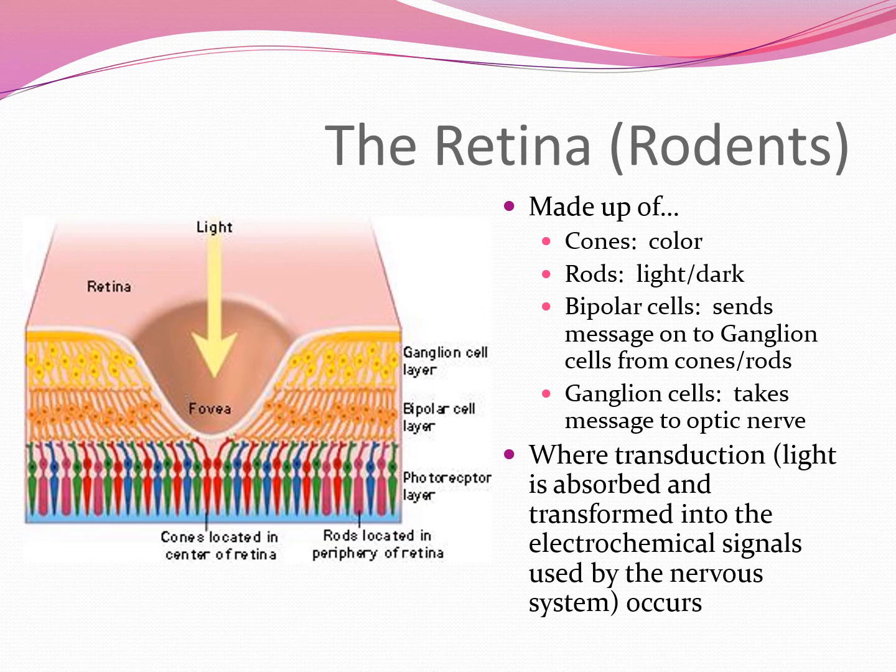All right, so the retina. Retina is extremely important. So what is it made up of? It's made up of cones and rods, bipolar cells, and ganglion cells. Make sure you know the difference between rods and cones. Cones is what allows you to see color. All right, so cones allow you to see color. Rods allow you to see light and dark.